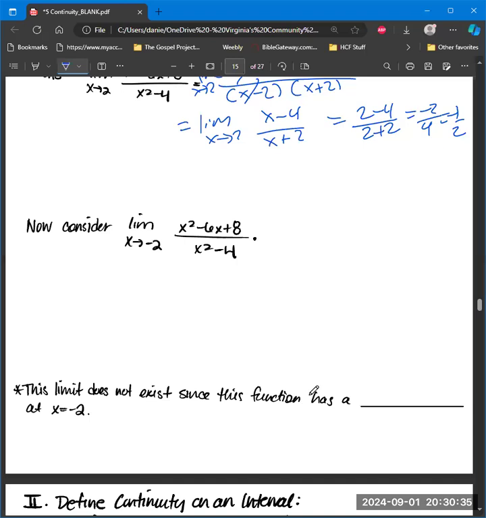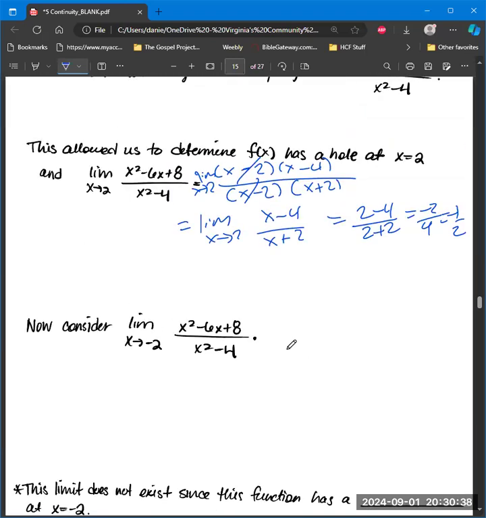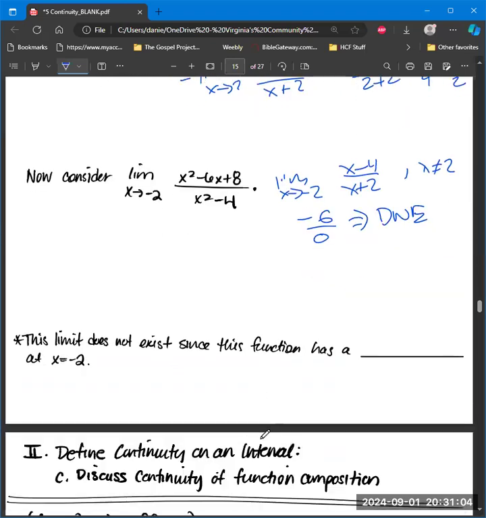Consider now as we approach negative 2 instead. So this would be the limit as x approaches negative 2 of x minus 4 over x plus 2, x not equal to 2. This is going to be a negative 6 over 0, so that limit does not exist. It's an infinite discontinuity. It depends on which side I'm coming from, it's going to look something like this at negative 2.